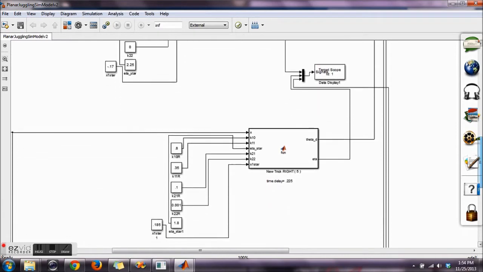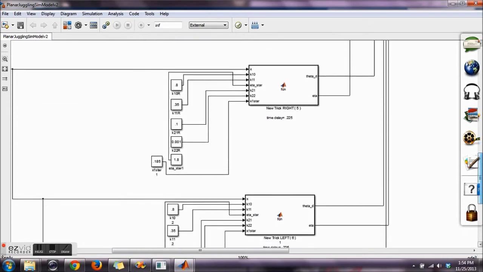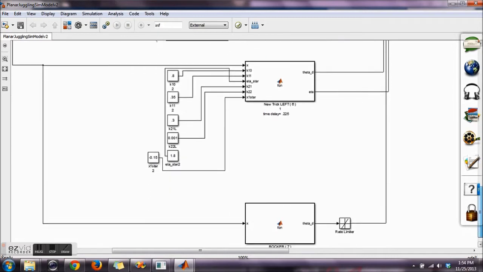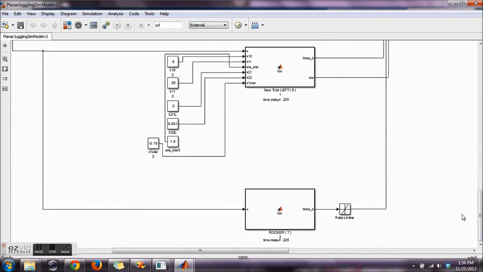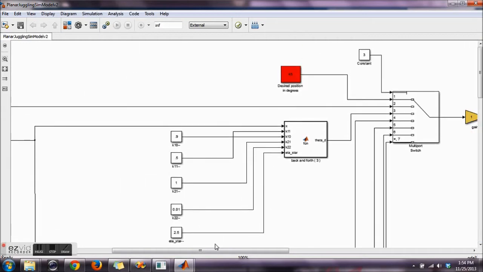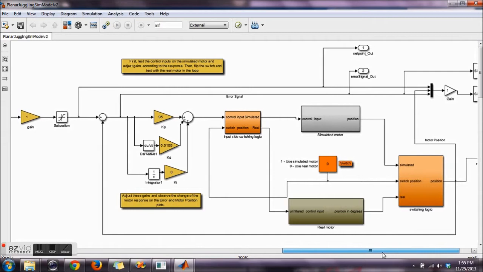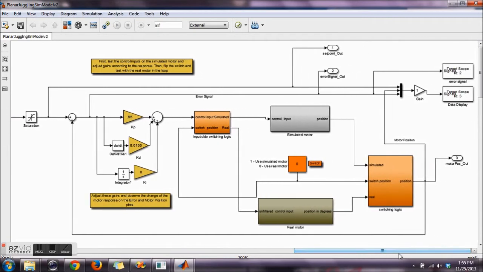We then use a multiplexer to select which juggling program to run. There are individual function blocks for trial mirror law, back and forth, regular mirror law, revised mirror law for left and right, and the rocker function. The motor angle is sent into the PD controller for the encoder motor.